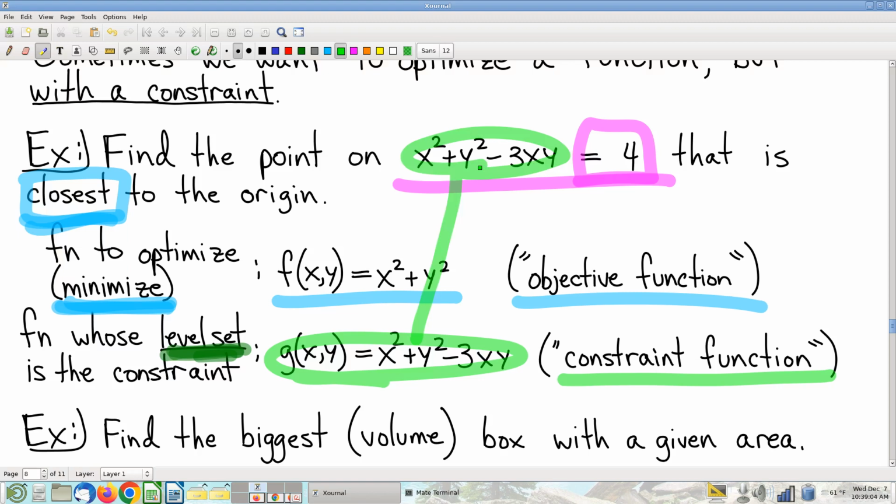Is that cool? Yeah, I meant for the objective function. Oh, I'm sorry. I misheard you. What was the question again? Just like why it's only x squared plus y squared. Oh, why you don't have to take the square root?